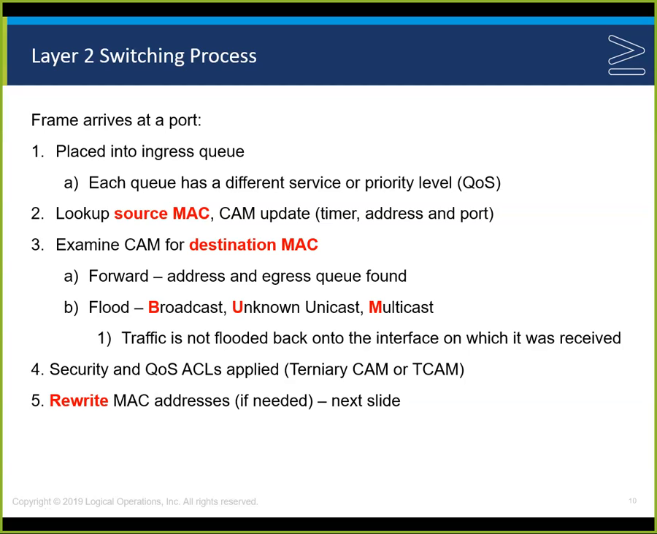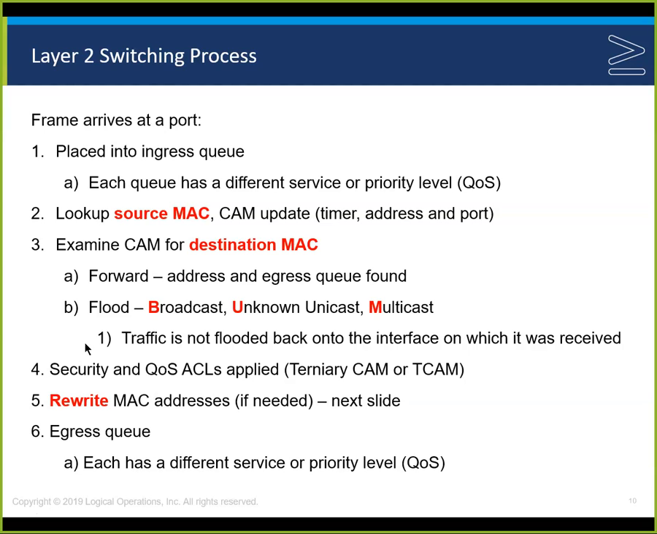I want to go through a scroll and then we'll go through the automated rewrite. There is going to be some frame rewrite in these things. Then we have the egress queue. Each has a different service or priority level. The queues, the lines, how much priority does each of these things get? And all this queuing is done internally for the devices themselves.